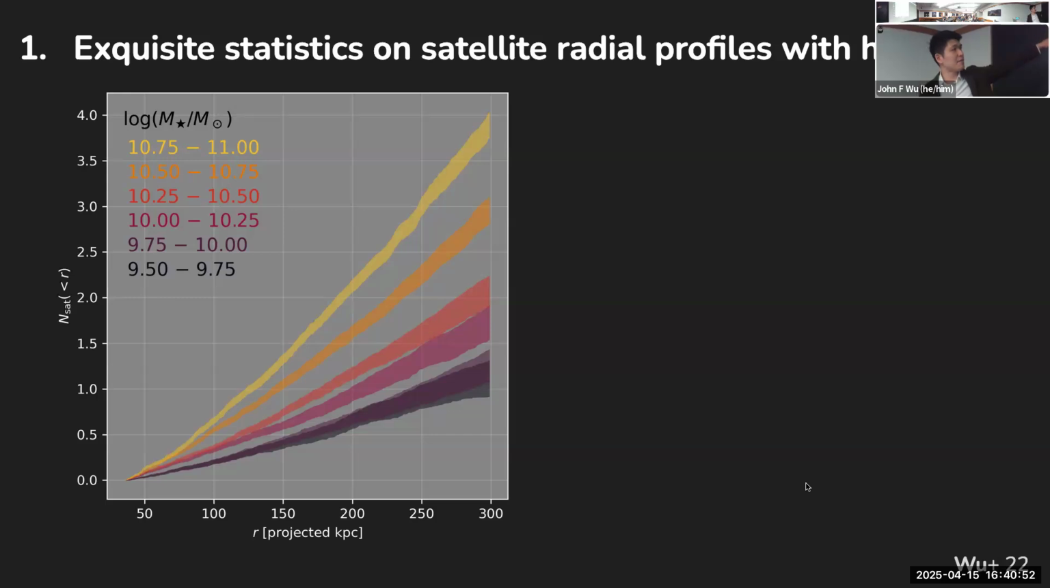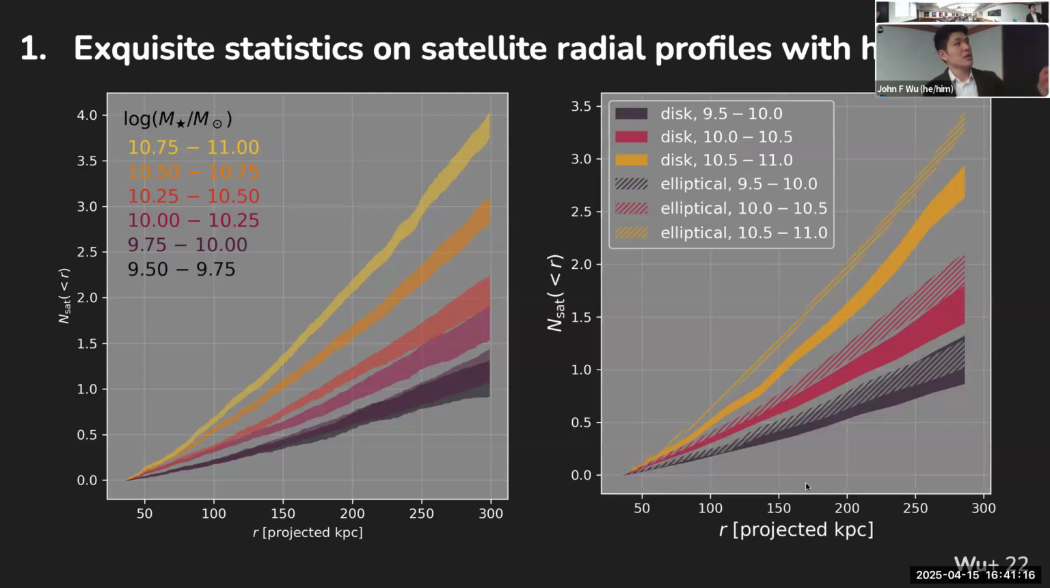This is the number of satellites as a function of projected radius from each host galaxy. And here we've disaggregated the host galaxy sample by their stellar masses. And what we see is this trend marching upward. Of course, more massive host galaxies have more satellites. That's something that we expected to see, but it has never been measured with this level of statistical power.